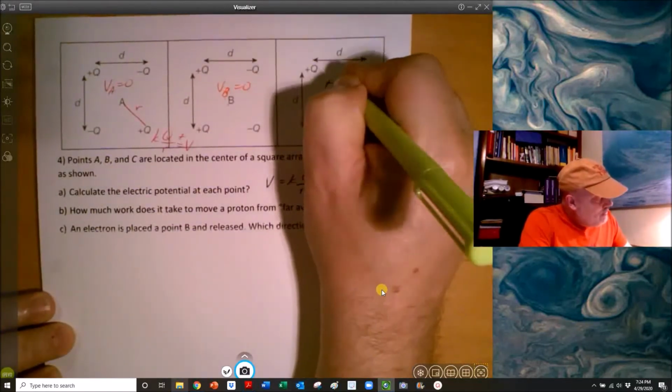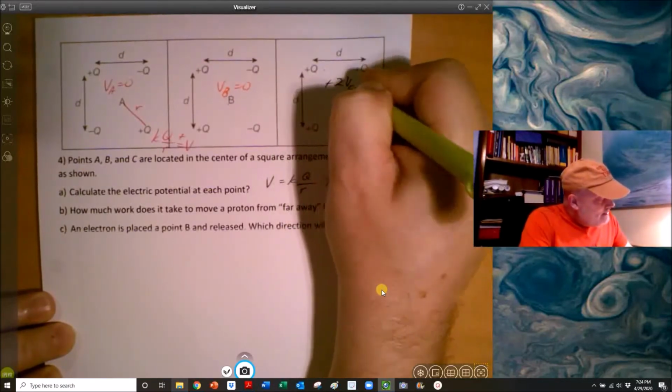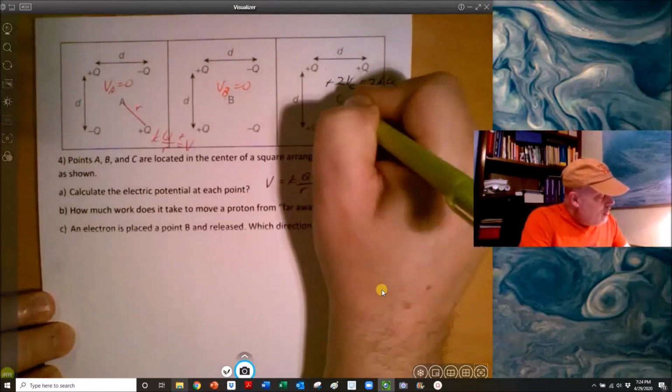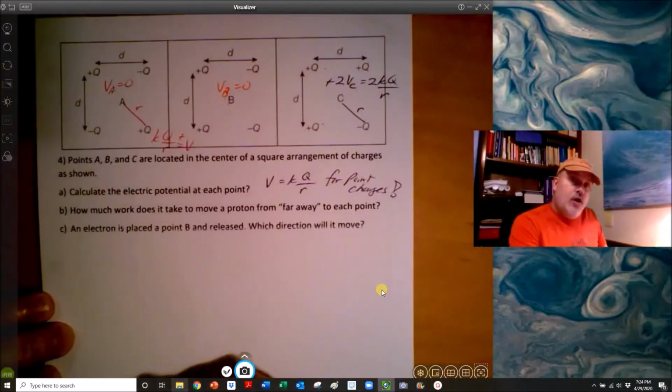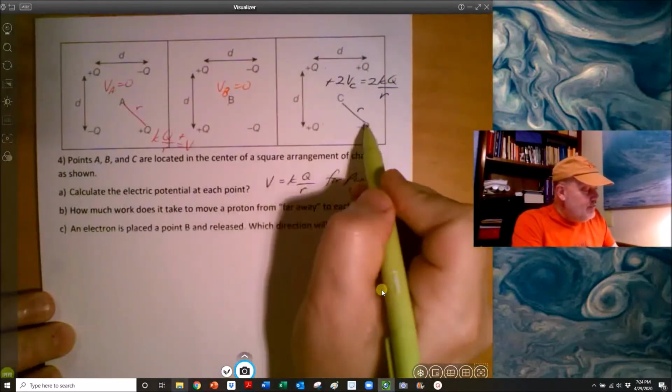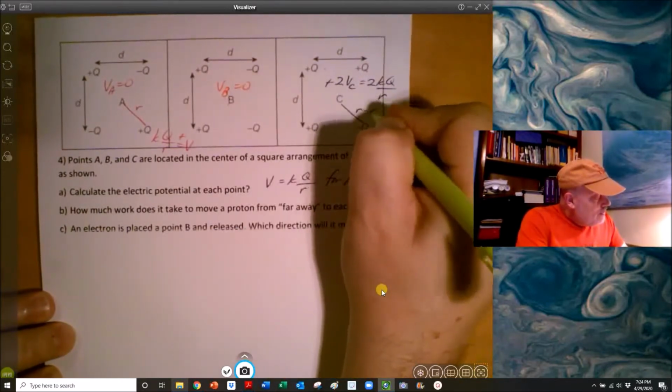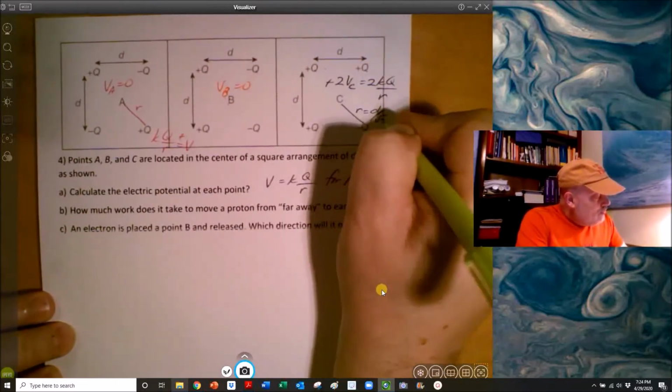I'll end up with a plus 2vc, which equals 2kq over r, where this distance is r. And we can do the geometry if we need to find out what that is in terms of d. That's actually what? D divided by the square root of 2.